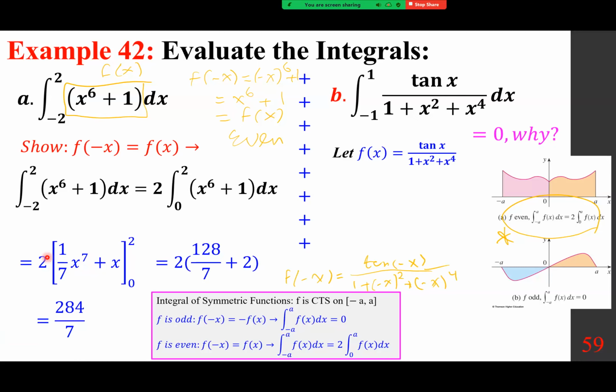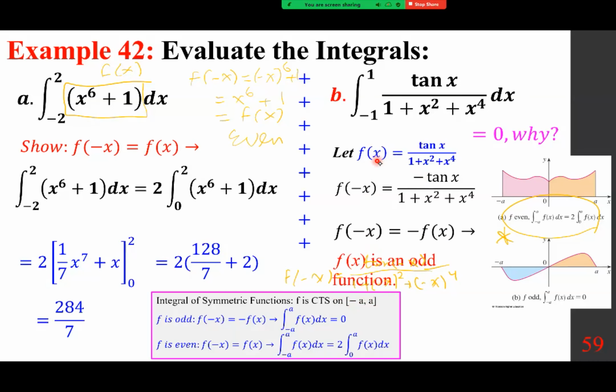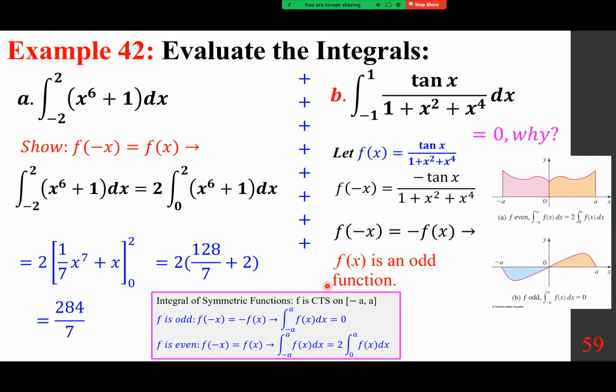And notice tan itself is an odd function, so it's minus tan x. This is 1, this is plus x squared, this is plus x to the power of 4. So f of minus x equals minus f of x, and therefore f of x is an odd function. We proved the function is an odd function. Therefore, according to this theorem, it's a continuous function, so it must be 0.